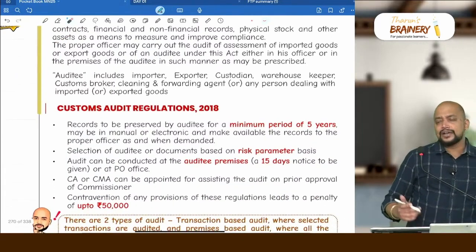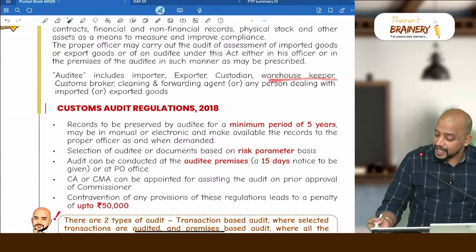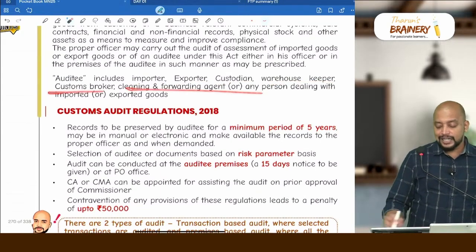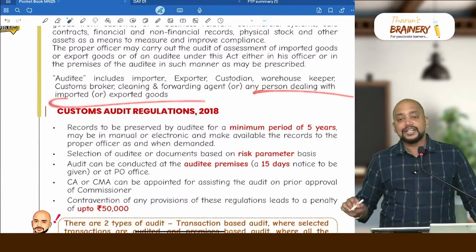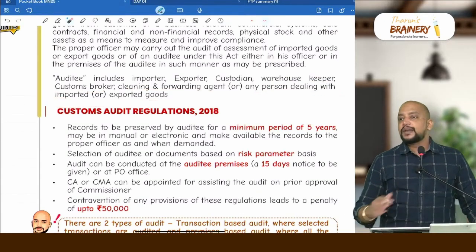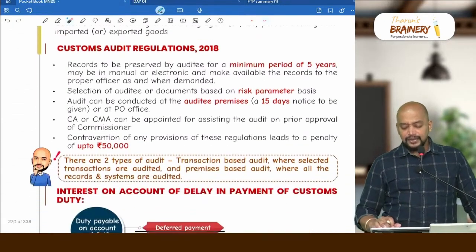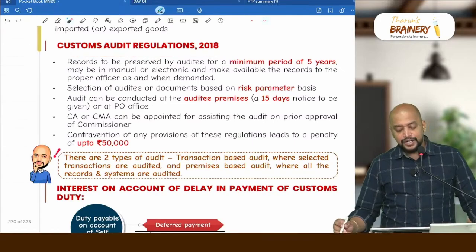And who is the auditee? The auditee is the importer, exporter, custodian, even the warehouse keeper can be audited, customs broker, clearing and forwarding agent, or any person dealing with imported or exported goods. Any person's books can be audited. In this regard, we have the Customs Audit Regulations.